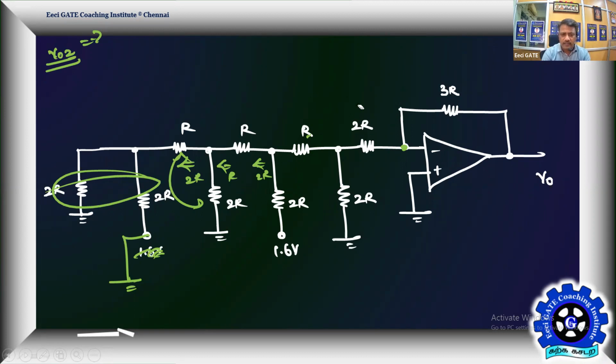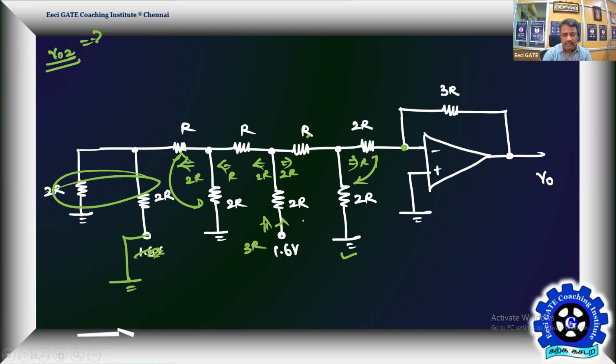I thought 1.6 is here, but actually it is here. Now what is this? The two 2R will be in parallel, so it is going to be R. Then this is going to be 2R. So this 2R in parallel effectively makes the net resistance seen here equal to 3R.